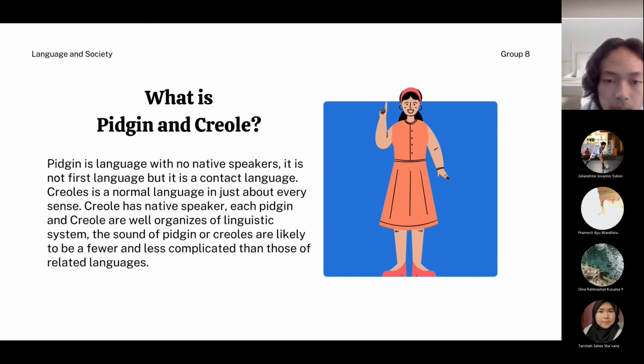What are pidgins and creoles? A pidgin is a language with no native speakers. It is not a first language, but a contact language. Creole is a normal language in just about every sense. Creole has native speakers. Pidgins and creoles are well-organized linguistic systems. The sounds of pidgins or creoles are likely to be fewer and less complicated than those of related languages.